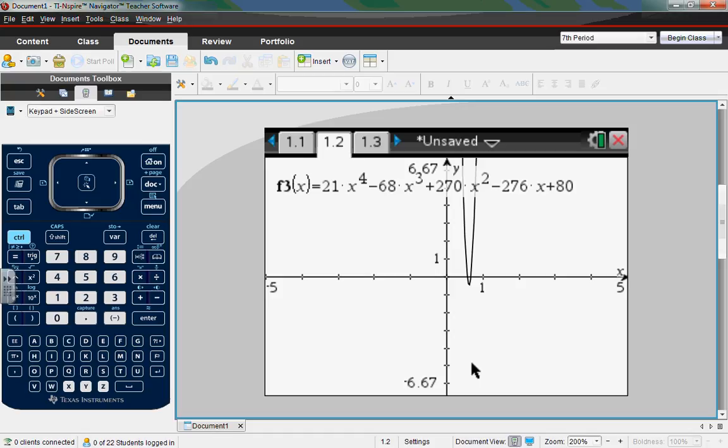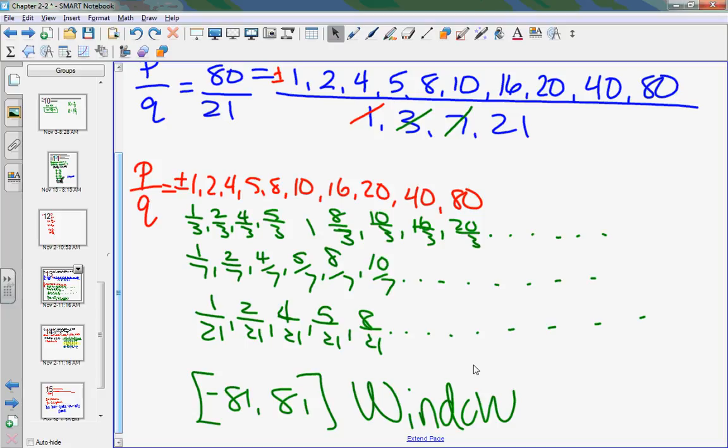-5 to 5. Where are my zeros at? Between what two values? Between 0 and 1. Holy jeepers, does that give me a lot of info? Because that says that all of these are out for my P over Q values. That all of these are out. Why? Because anything above 1 is not going to work. Correct?